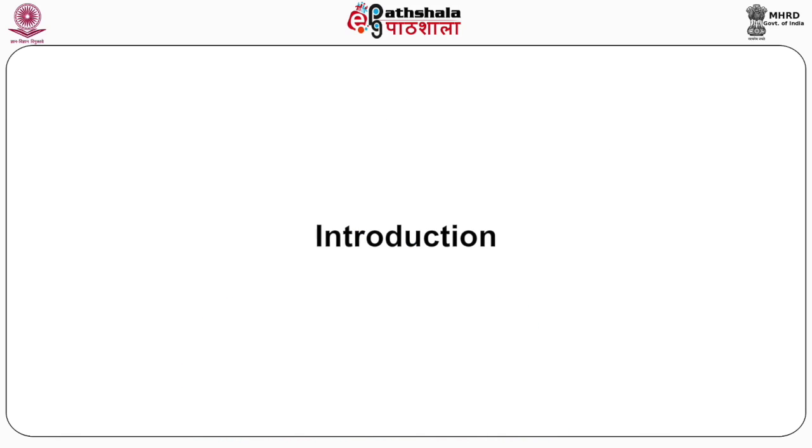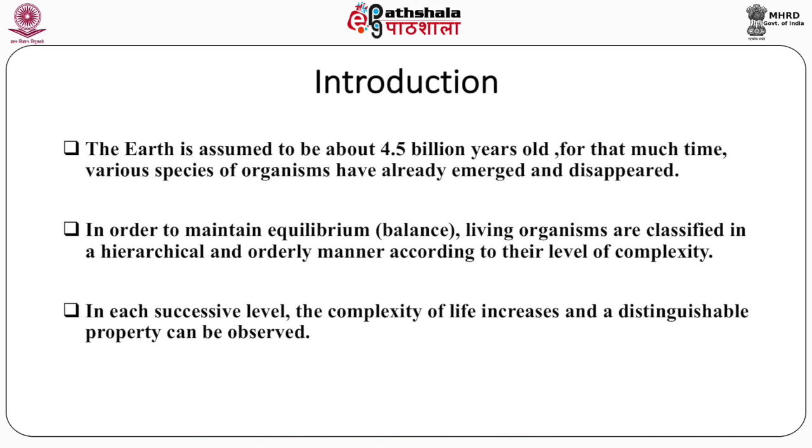So, just to begin with this module, the earth is assumed to be about 4 billion years old. For that much time, various species of organisms have already emerged and disappeared. However, it is quite ironic how, in order to maintain equilibrium, living organisms are classified in a hierarchical and orderly manner according to their level of complexity. In each successive level, the complexity of life increases and a distinguishable property can be observed.